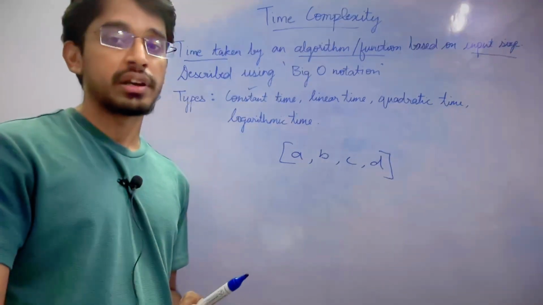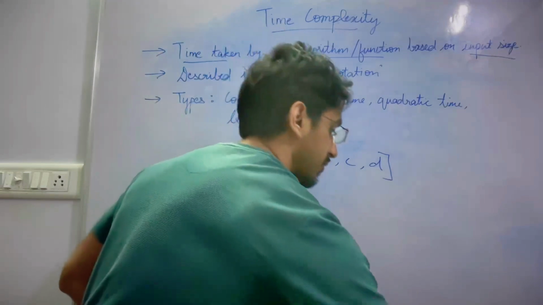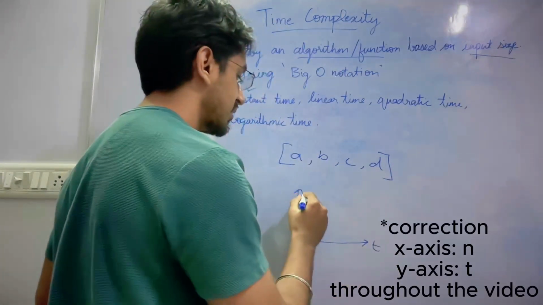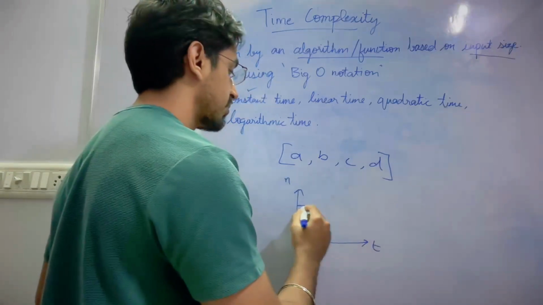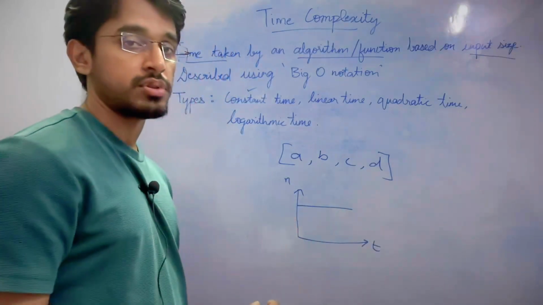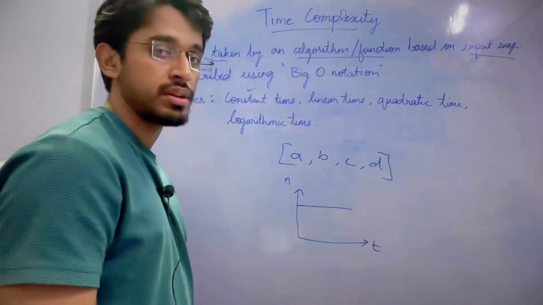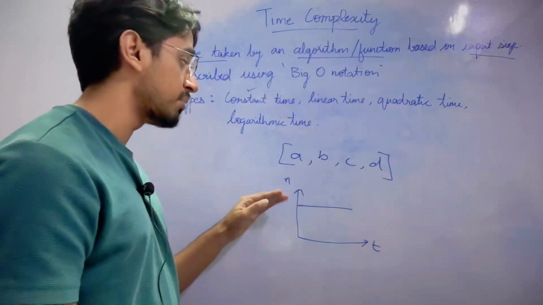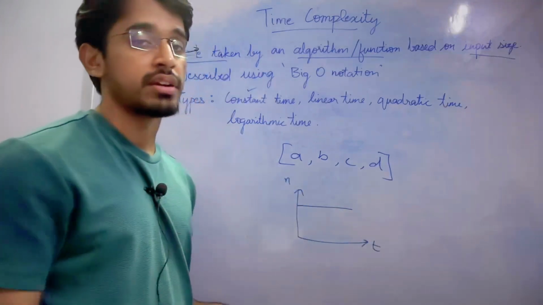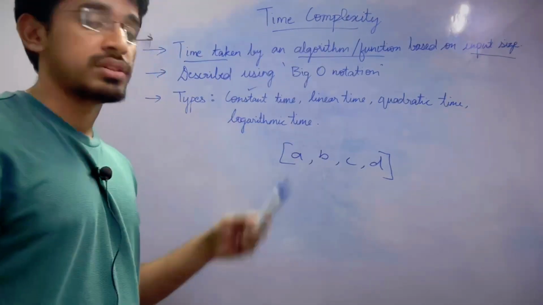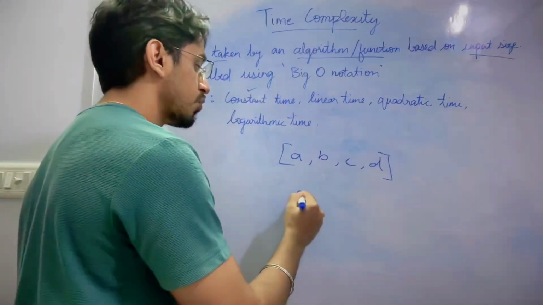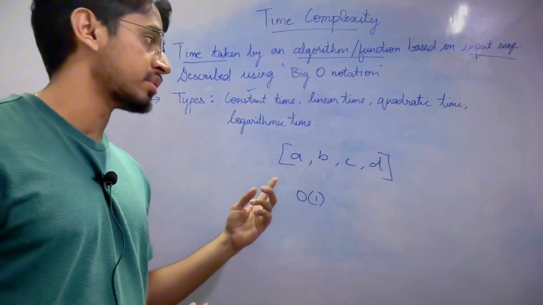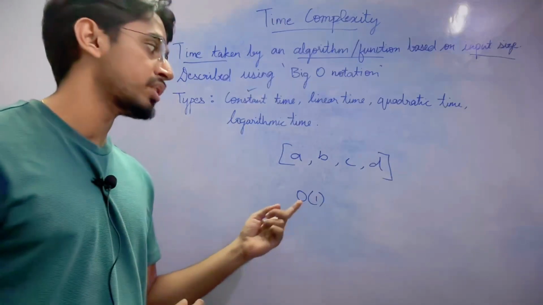If I draw the graph to denote constant time, where the x-axis is the time taken and the y-axis is the number of inputs, the graph would be something like this. Irrespective of the number of inputs, I get a constant time. That's why it's called constant time, where we get a straight line over here. Based on how many inputs there are, I still get the straight line. So what is the time complexity involved in constant time? We can say O of 1. Irrespective of the number of inputs, the time complexity is constant, so we denote that by O of 1.